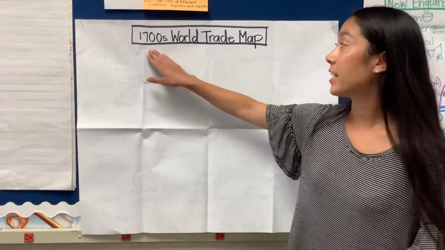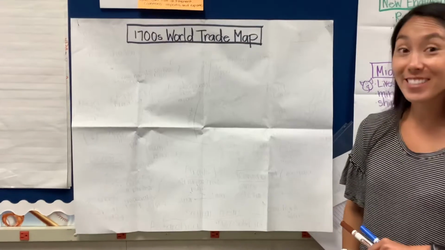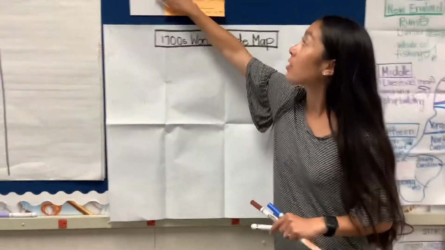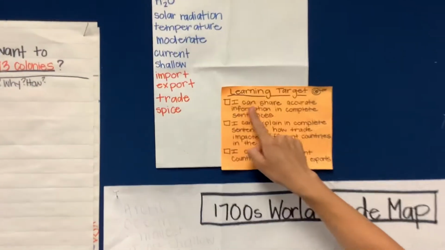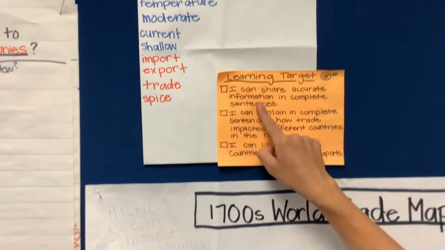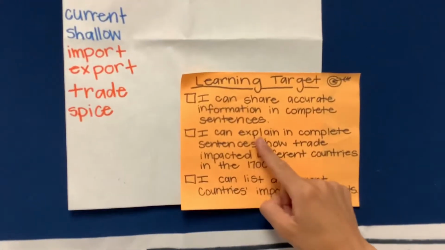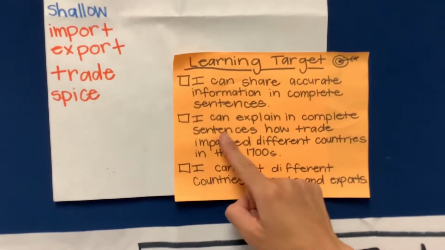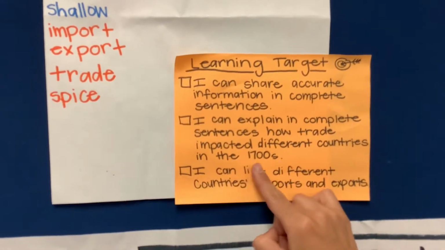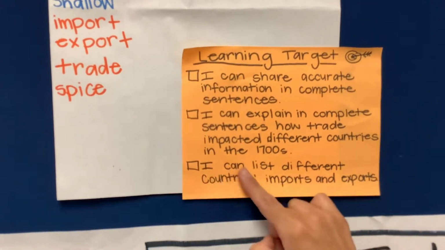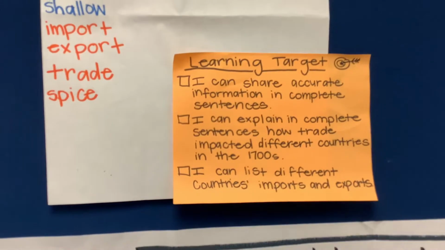This is our 1700s World Trade Map graphic organizer. We're going to start off with our learning targets. Read these with me. I can share accurate information in complete sentences. I can explain in complete sentences how trade impacted different countries in the 1700s. I can list different countries' imports and exports.